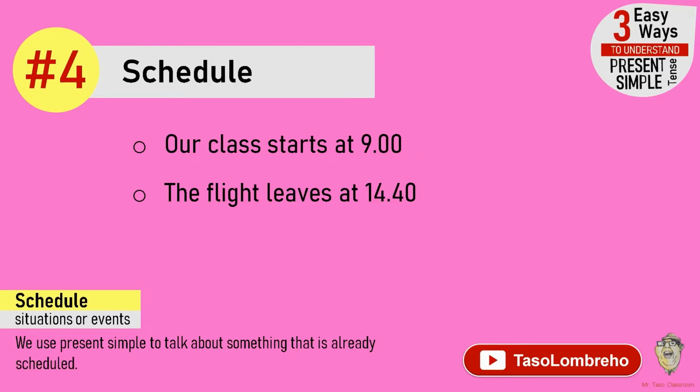Number 4, we use present simple to talk about something that is already scheduled. Many activities are scheduled, especially if you are a student. You will have your everyday learning schedule, so that is an example of a situation that we can talk about using present simple. So here are our examples. Our class starts at 9 in the morning. The flight leaves at 14:40.